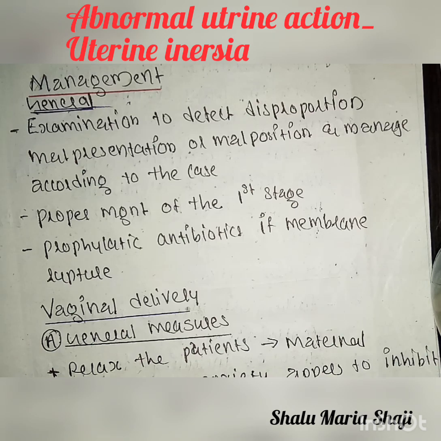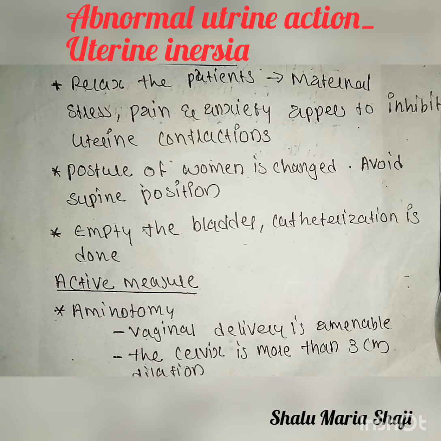In vaginal delivery, the general measures include: we have to relax the patient. If the patient has stress, pain or anxiety, it will inhibit the uterine contraction through the release of endogenous catecholamine. We have to advise the patient to avoid the supine position to avoid aortocaval compression, and also advise her to empty the bladder.